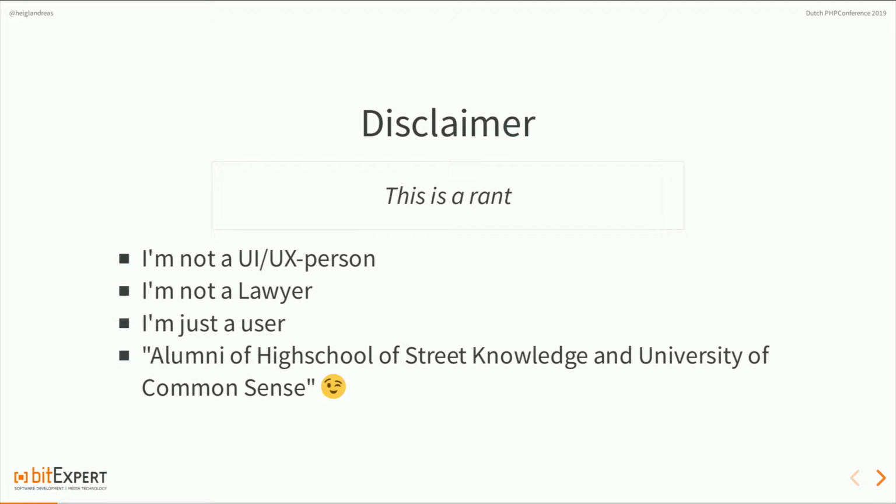I'm not a UI person. I'm not a UX person. So always question whether what I'm saying is actually the right thing. I'm not a lawyer. I'm going to show you some things that you definitely should talk to your lawyer before you're actually implementing them. I'm just a user like you are. I'm just telling you my experiences.